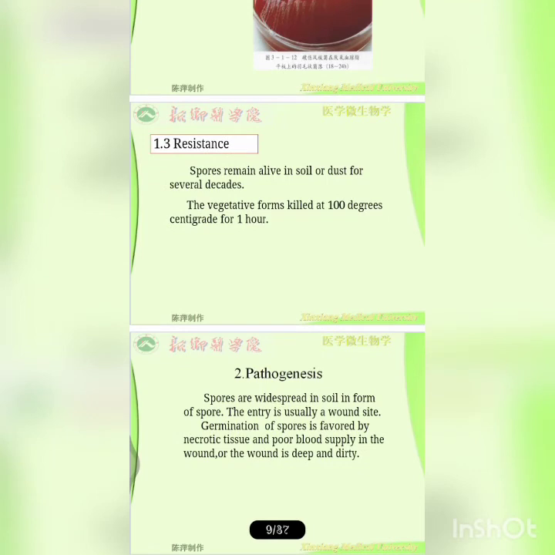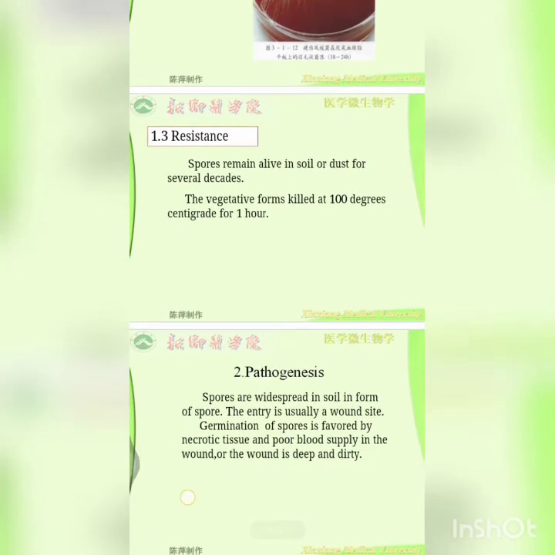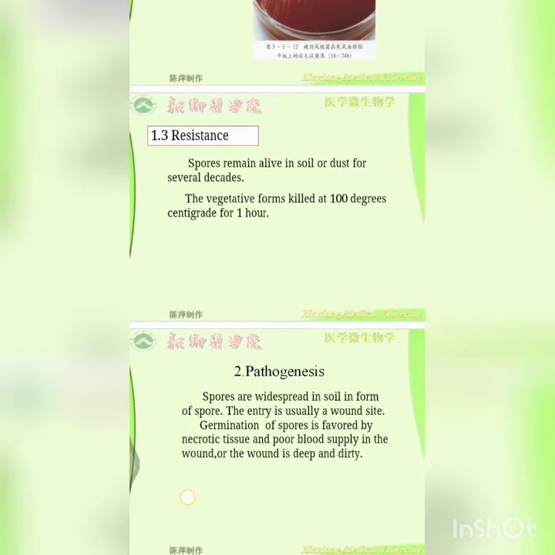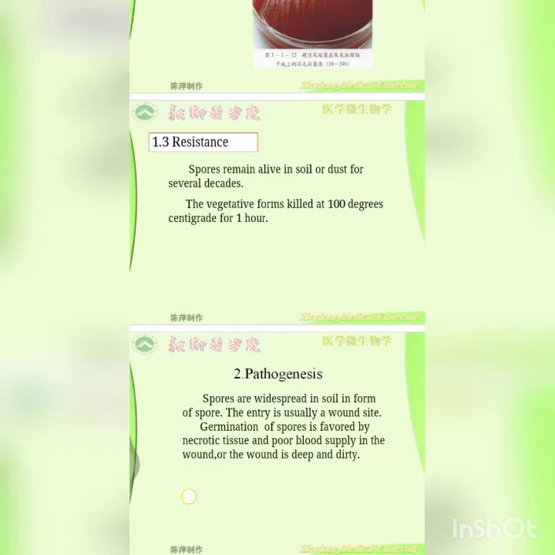So the pathogenesis is this: the spores are widespread in soil. The entry is usually at a wound site, because a wound site has anaerobic conditions. The germination of spores is favored by necrotic tissue. As you know, necrotic tissue is dead, debris like tissue, where there are good conditions for this bacteria, along with poor blood supply in the wound, or a wound that is deep and dirty.